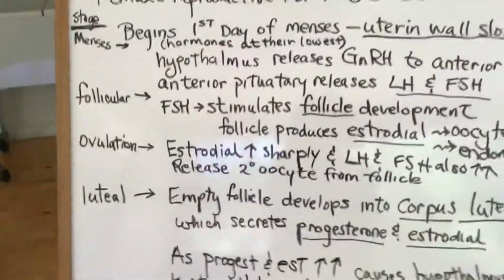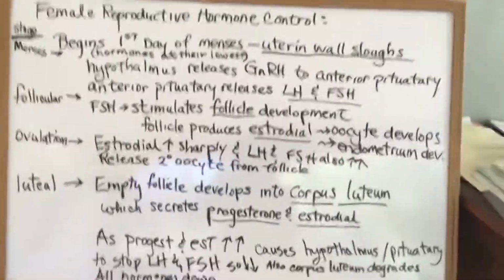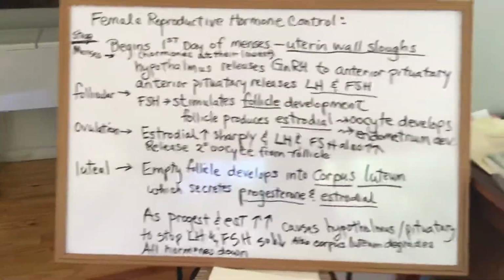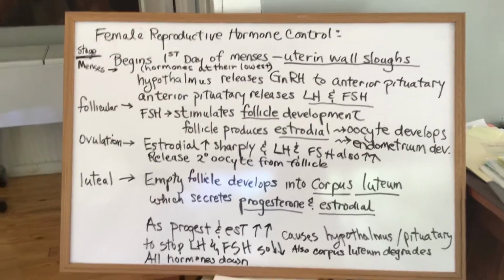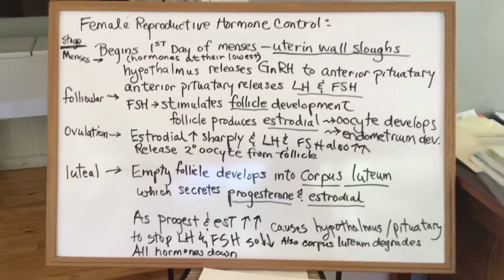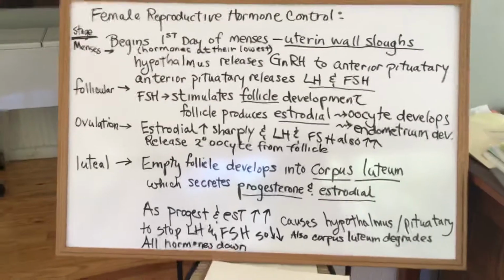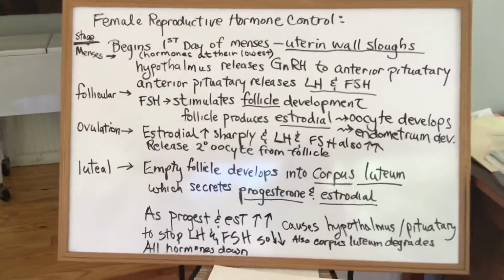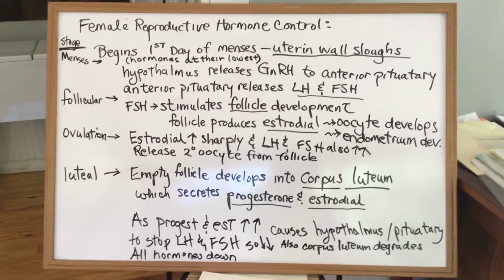Okay? All right, so let's go over the hormones. The hormones are more complicated with the female, but some of the names of the hormones will become more apparent. So I'm going to back out here so you can see well, and you can stop the video and take notes if you would like. All right, so we're going to go through the female hormonal control. There are basically four stages of the hormonal control of female reproduction. The first stage is menses. Menses is, of course, the sloughing of the uterine wall.